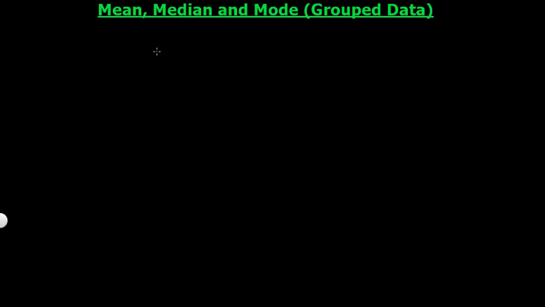Here we'll be looking at the concept of mean, median, and mode for grouped data. In one of our previous classes, we've discussed grouped data. So by the end of this tutorial, you should be able to calculate the mean, median, and mode for grouped data. You should also be able to estimate the mode from a histogram.